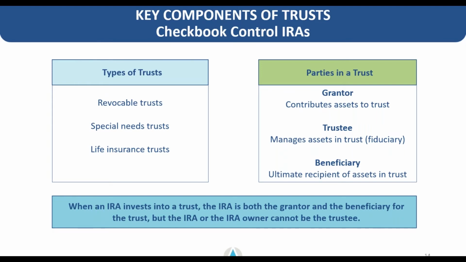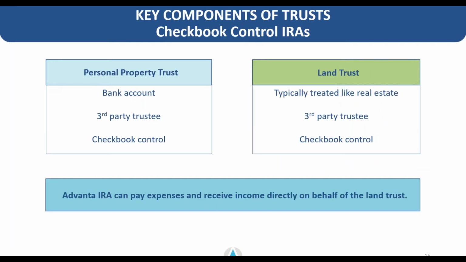When an IRA invests into a trust, the IRA is both the grantor and the beneficiary of the trust, but the IRA owner cannot be the trustee. Again, you would have to appoint a third-party trustee. There are trustee services you could go to if that's something of interest to you. Otherwise, appointing a relative or a trusted friend or someone like that could serve as your trustee for your retirement account. When you're setting up a personal property trust, all you really need to do is set up the bank account, appoint that third-party trustee, and then you have your established checkbook control.